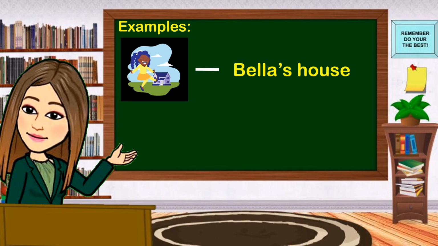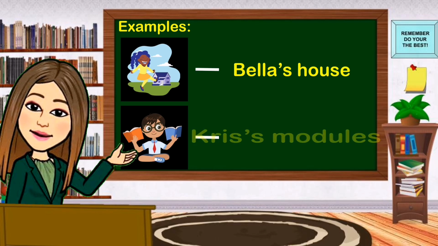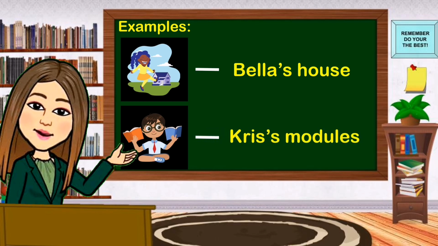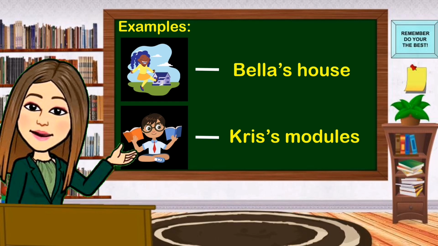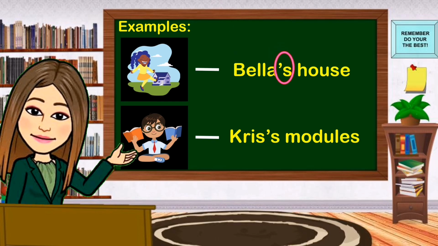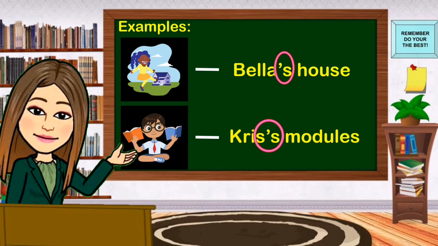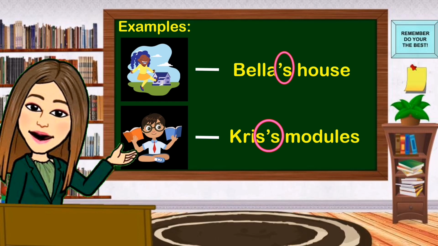Si Bella. Number 2, Chris' modules. Sino ang may-ari ng modules? Si Chris. So rule number 1, to show possession of singular nouns, you have to add apostrophe S. And even if it ends in S, you have to add apostrophe S.